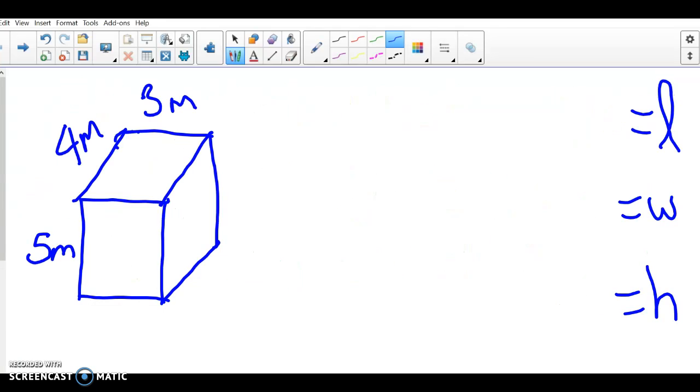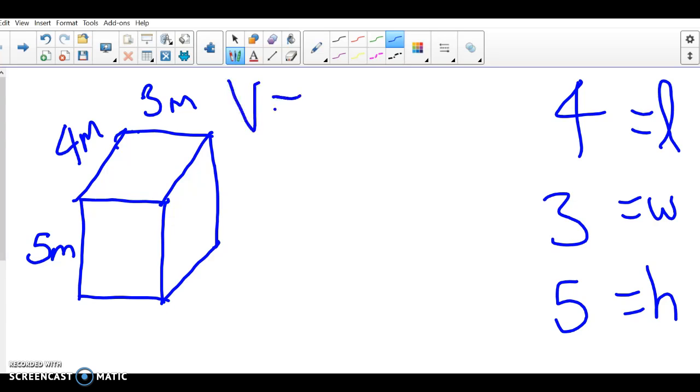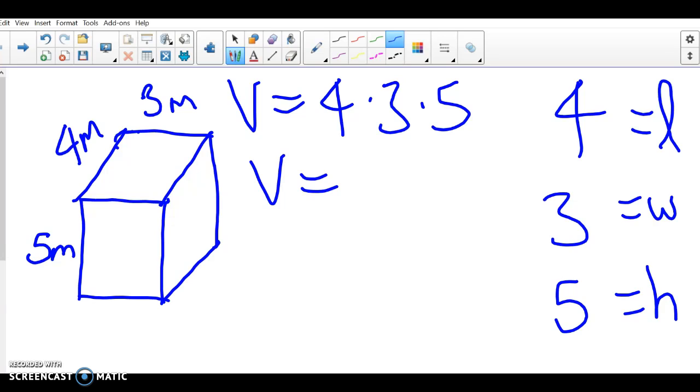So now let's try it with a different prism. So you can see we have a new prism here with a length of 4 meters, a width of 3 meters, and a height of 5 meters. And what we're going to do now is we'll quickly calculate that. Again, length times width times height. So 4 times 3 times 5. So here we have a volume of 60 meters cubed.